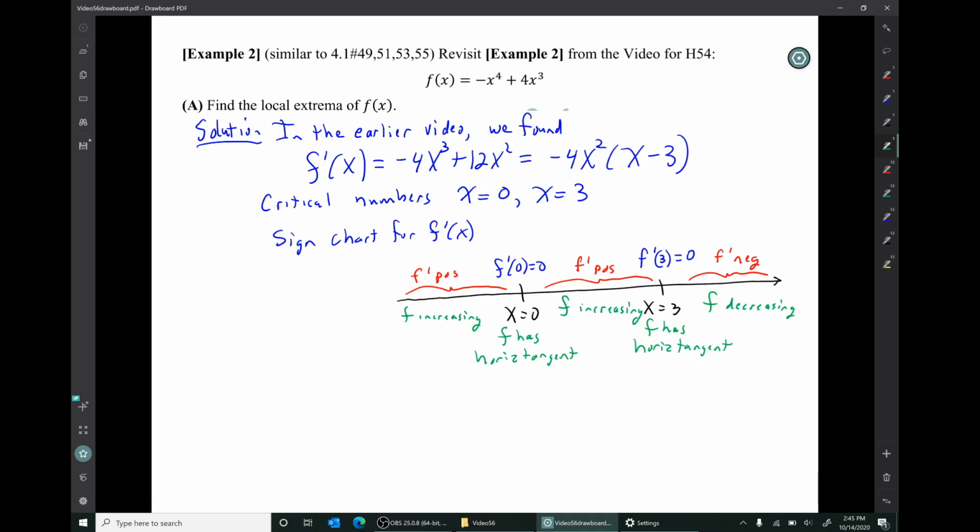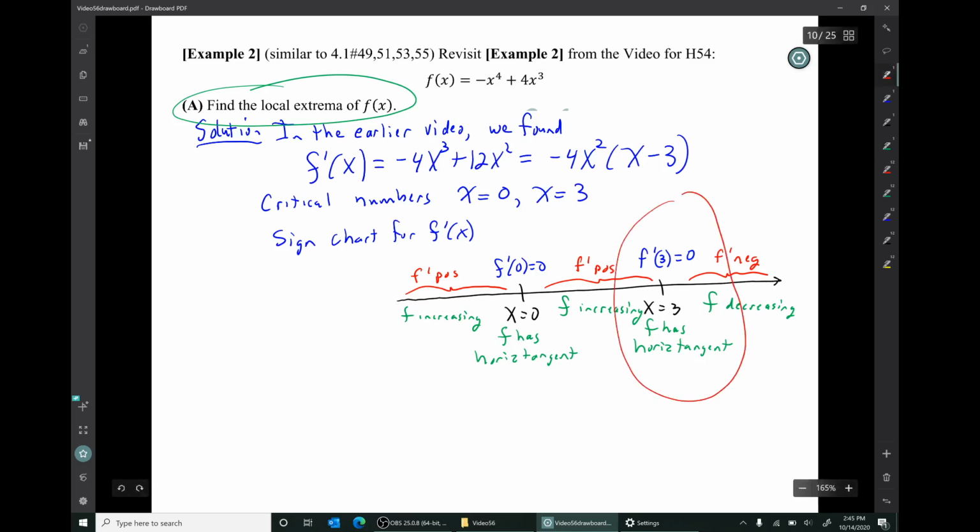Now, let's look at this in light of the question. The question was find the local extrema. Well, from the first derivative test, we know that the local extrema can only occur at the critical numbers, and they can only occur at critical numbers where the derivative changes sign. That's only this critical number. F prime changes from positive to negative there. At the other critical number, there is not a local extremum because f prime does not change sign there.